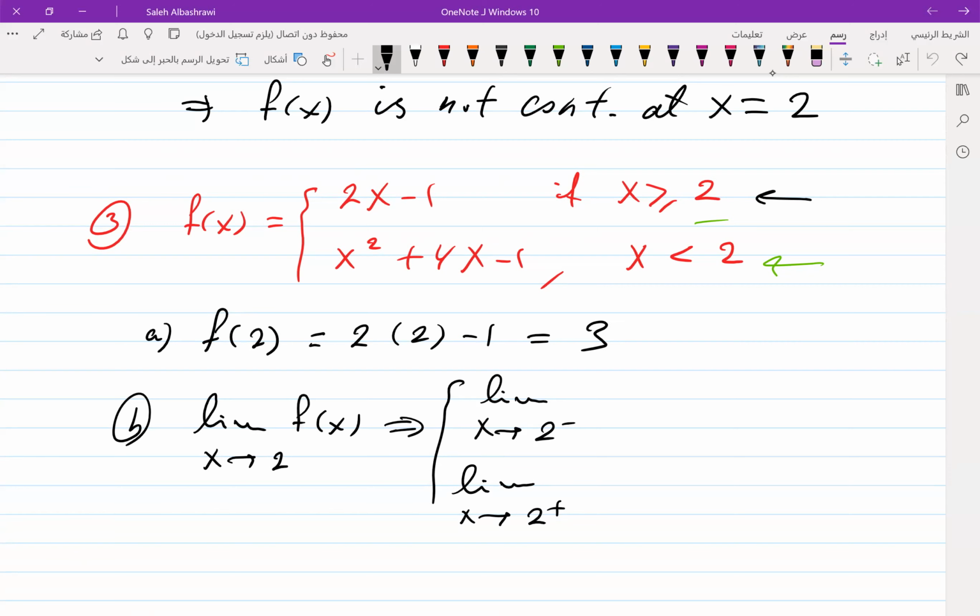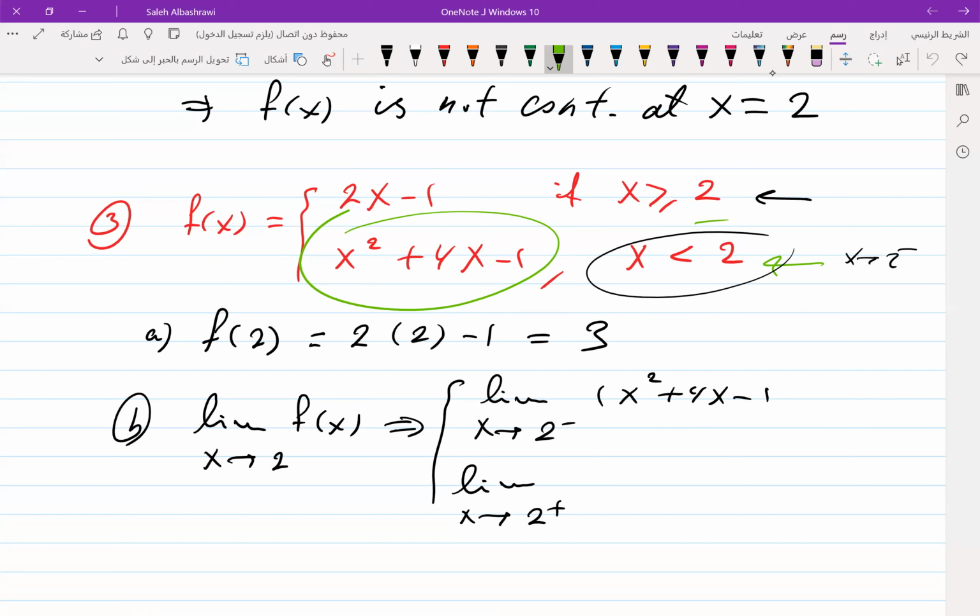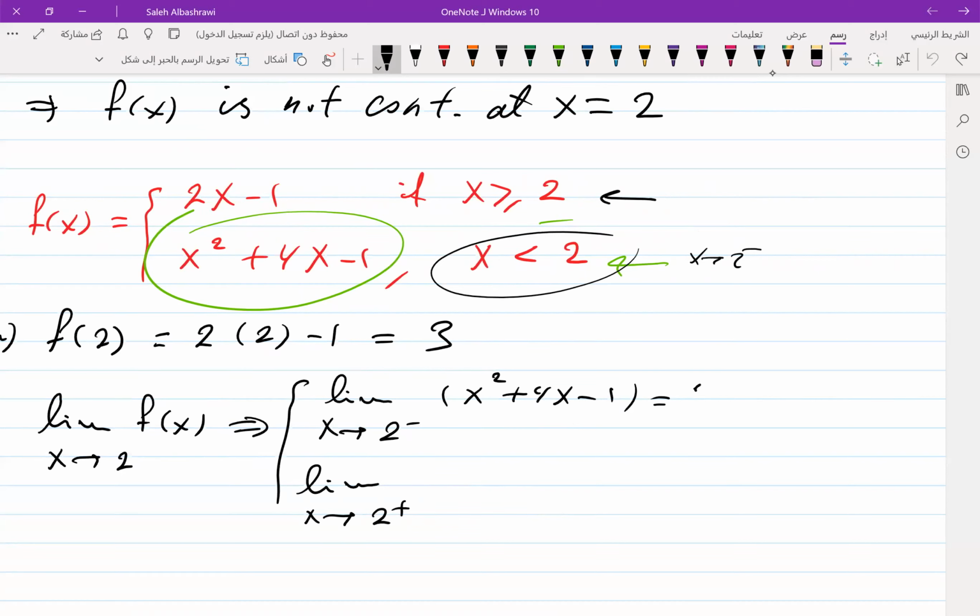Now when x goes to 2 minus, it means x is less than 2. So the left limit is using the polynomial x squared plus 4x minus 1. We are using this part because x is less than 2. Replace x by 2. I will have 4 plus 4 multiplied by 2 is 8, minus 1, 12 minus 1 is equal to 11. So the left limit is equal to 11.